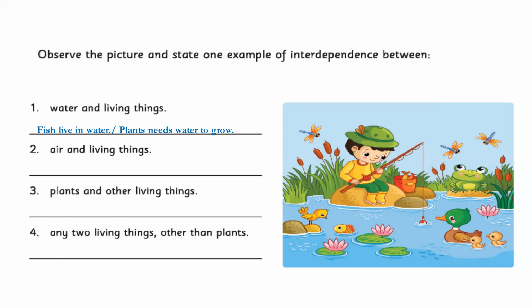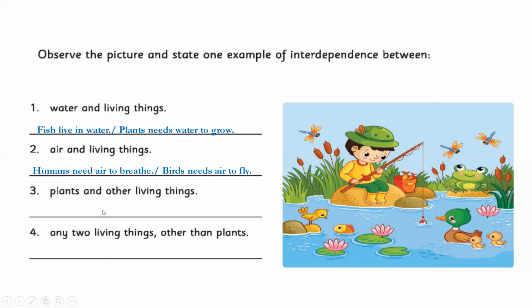Next one, air and living things. Air is a non-living thing, and here humans, birds, and all the animals need air to breathe, right? And the birds need air to fly. So here humans need air to breathe, and birds need air to fly.